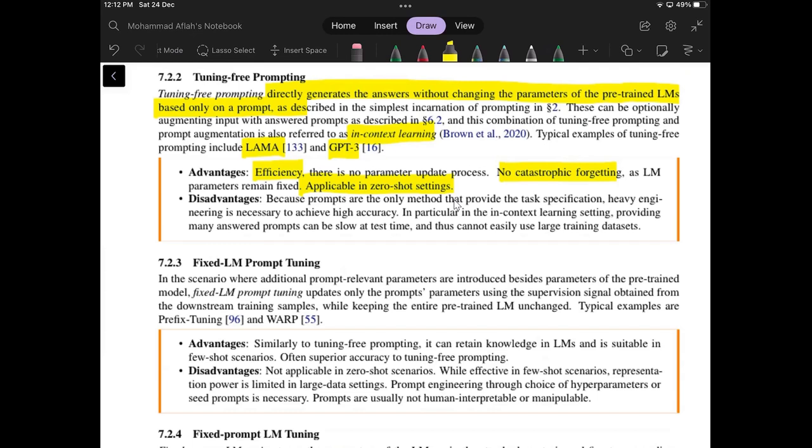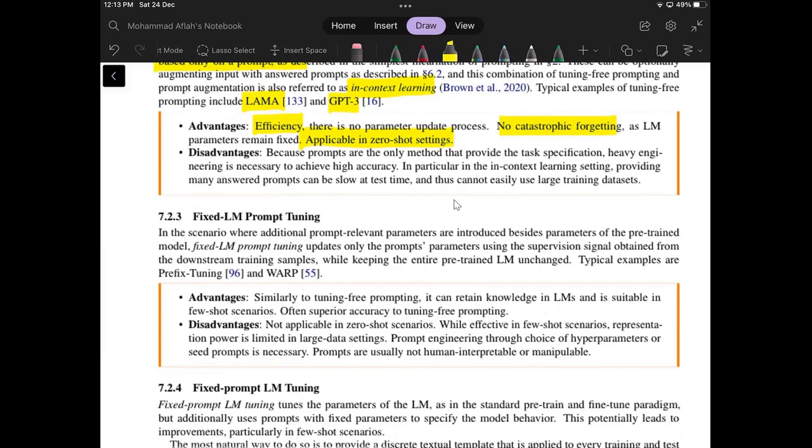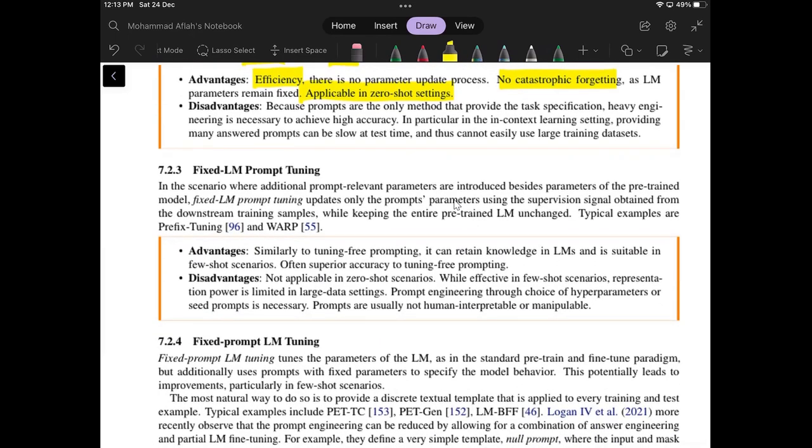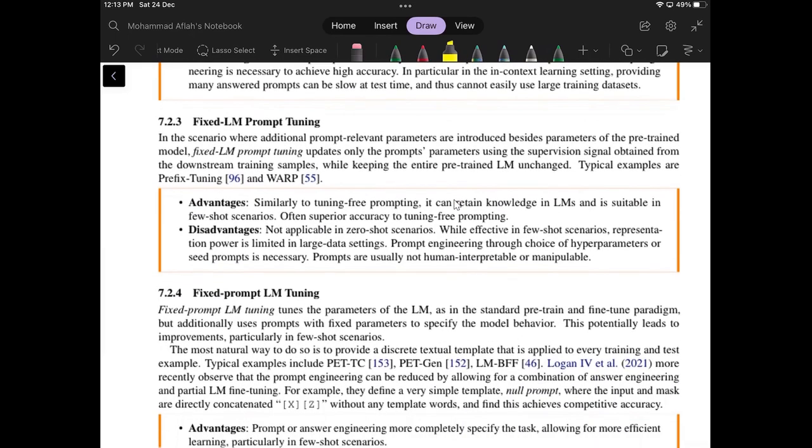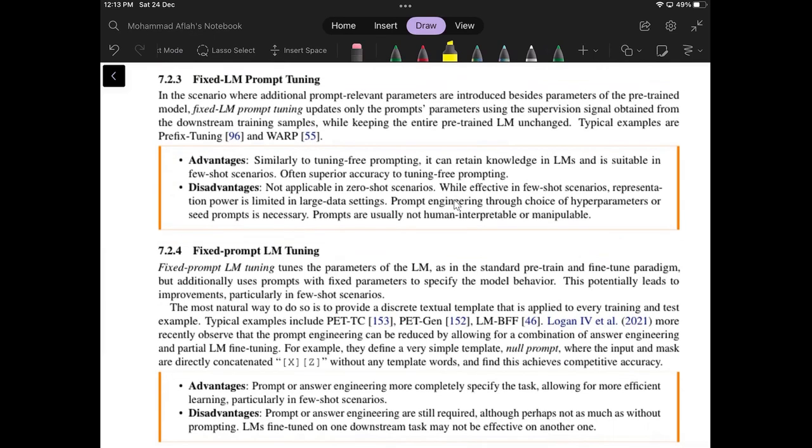Disadvantages: the only task-specific information goes in through the prompts, so you need to have very good prompts to achieve high accuracy. In particular, in the in-context learning setting, providing many answered prompts can be slow at test time and thus cannot easily be used on large training data sets, because if you have many answered prompts, then you need to get them from somewhere, right? You need to process them.